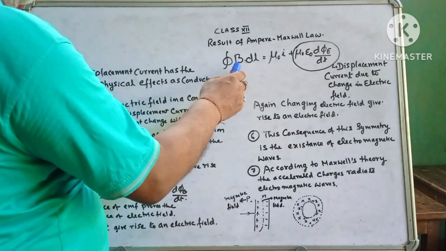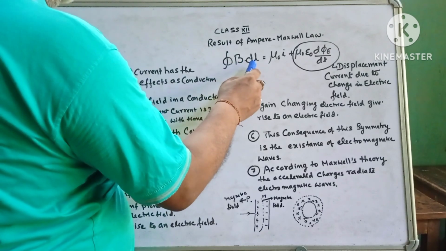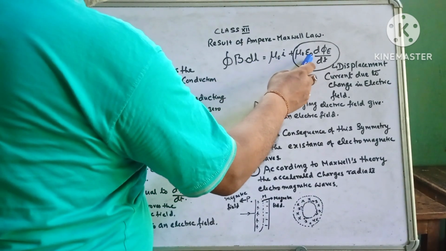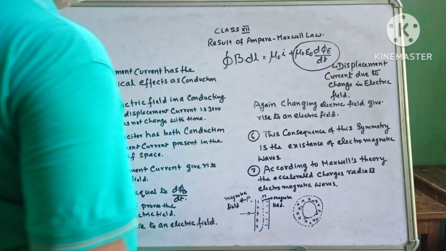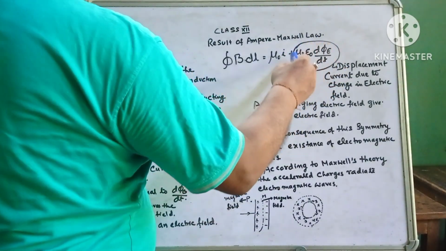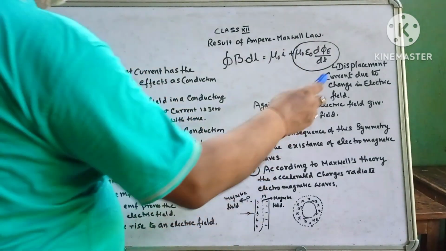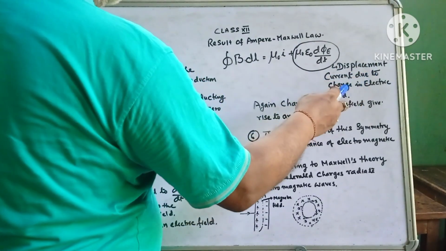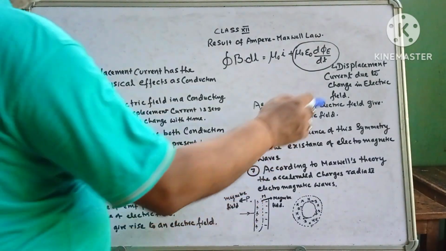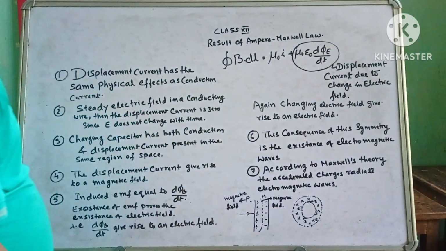That is the cyclic integral of B dot dl, magnetic field into dl, equals mu naught I plus mu naught epsilon naught d phi E by dt. Here this is the important result which Maxwell got. That is the displacement current due to the change in the electric field.